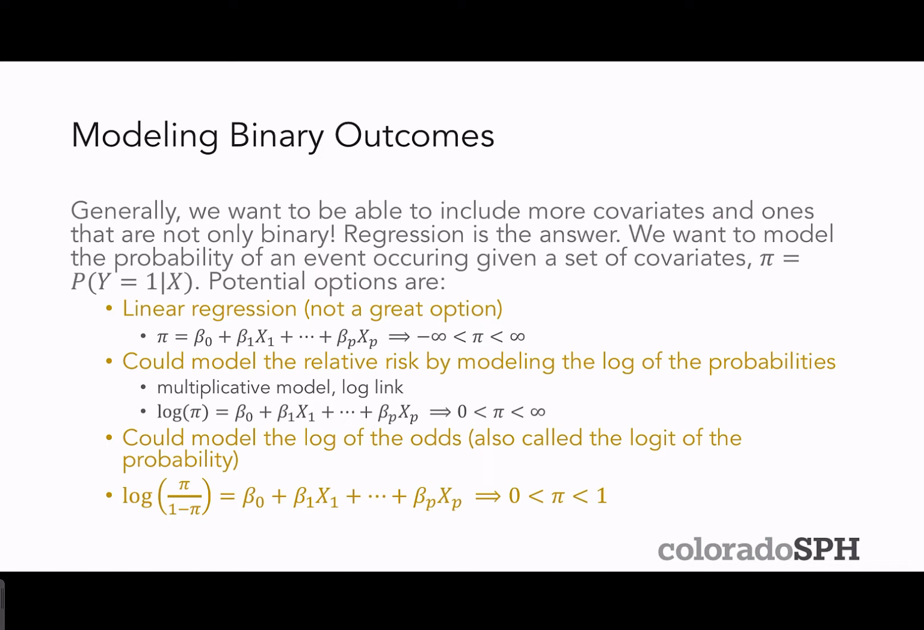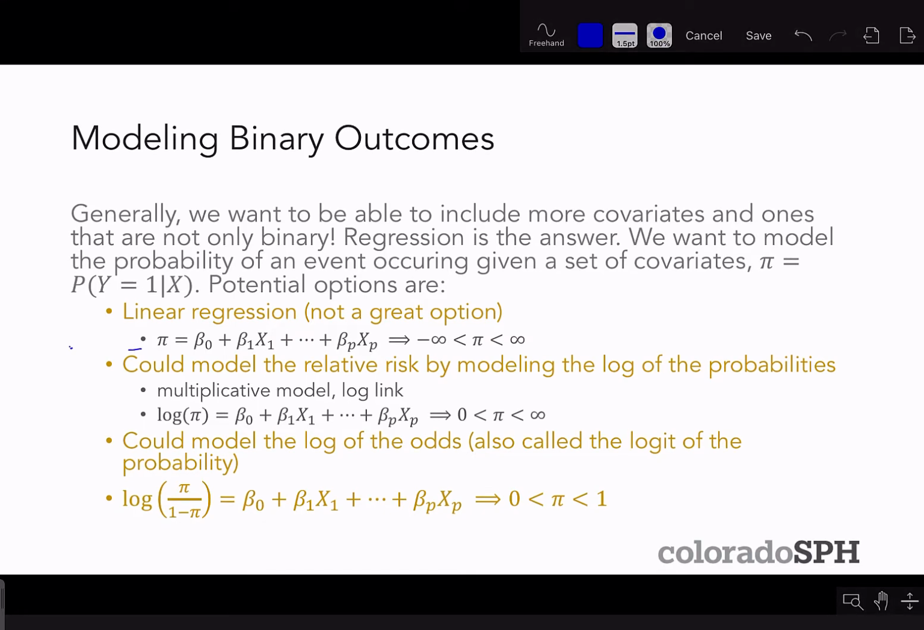Some potential options are linear regression. We discussed this before. It's not a great option, but in this case, you would be modeling the probability as an outcome, and then you'd have a set of betas and coefficients. This implies that your pi can be in the range from negative infinity to infinity, which we know isn't true because probabilities can only take on values in the set 0 to 1. Instead, we can model the relative risk by modeling the log of the probabilities. This is what's called a multiplicative model with a log link. This is a little bit better because it only assumes that pi can be in the range from 0 to infinity, because if you exponentiate this to get pi equals e to the x beta, this can only be a positive value, so you no longer have the negative values to worry about.